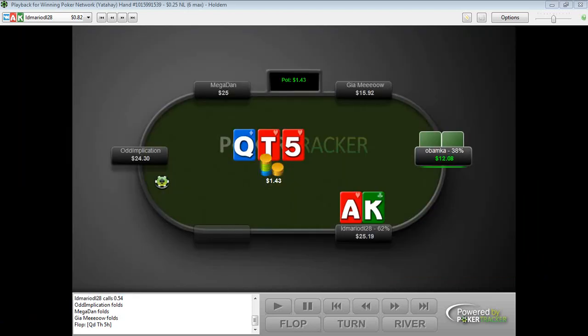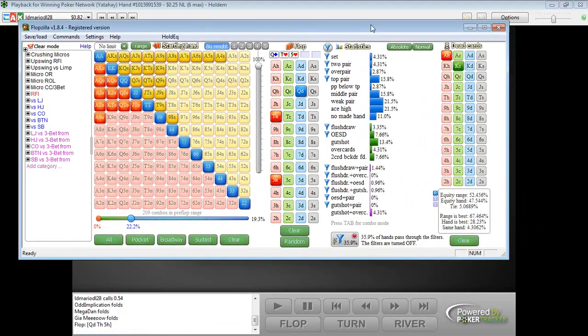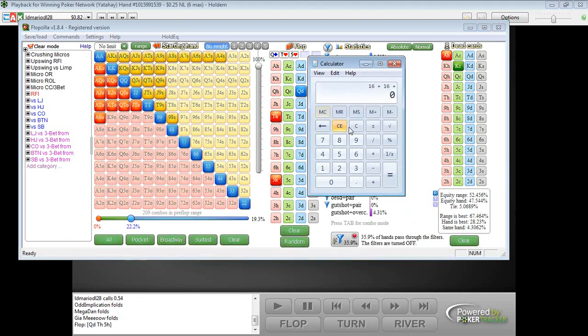Now, in terms of top pair queens, he doesn't have a lot of them. Let's see. Just looking at top pair. Let's see. So he's got.